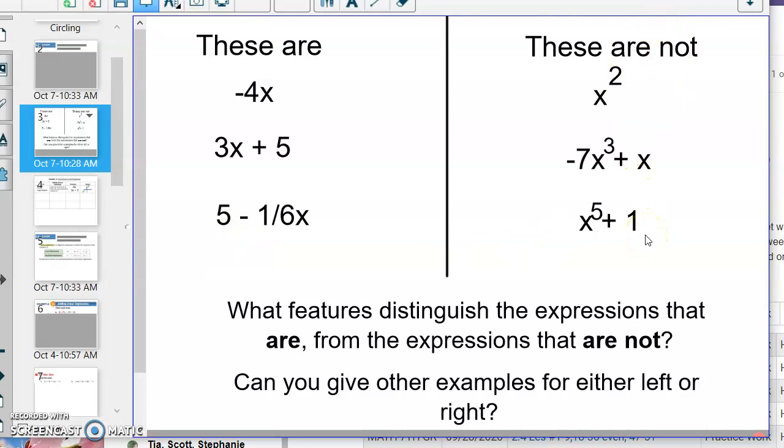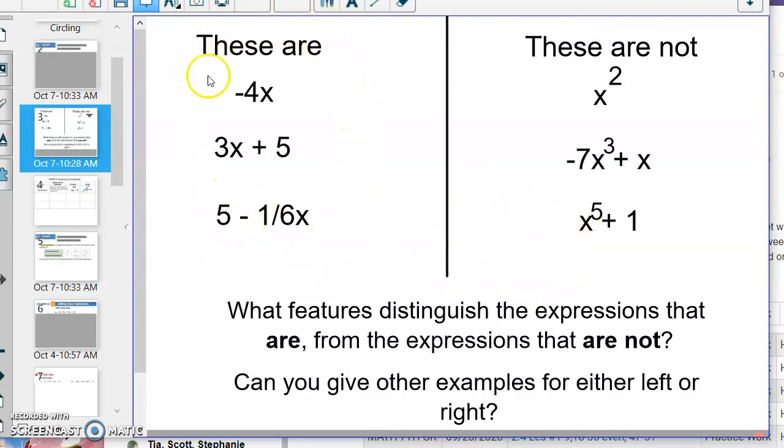Well, the big thing that should pop out to you right away is that if you notice the exponents for all of these, they have an exponent that is 1. And they don't put the 1 because it's just understood that there's an exponent of 1 for all of these. These, you have some exponents that are bigger than 1. You see this one has an exponent of 2, this one has an exponent of 3, this one has an exponent of 5. That's the difference between these two.